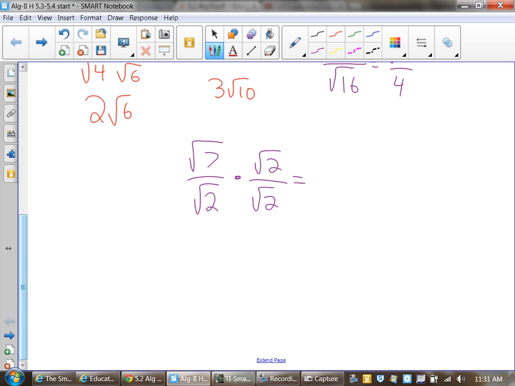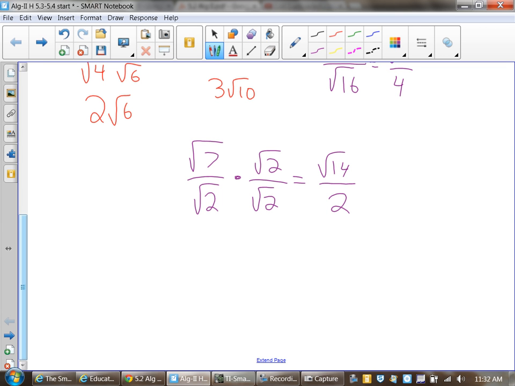Yeah. Now, what I'm doing here is multiplying by a factor of 1, but that factor of 1 is allowing me to get rid of the radical in the denominator. Square root of 2 times square root of 2 is 2. What's 7 times 2? 14. And then can you simplify the square root of 14 at all? No. You're done.